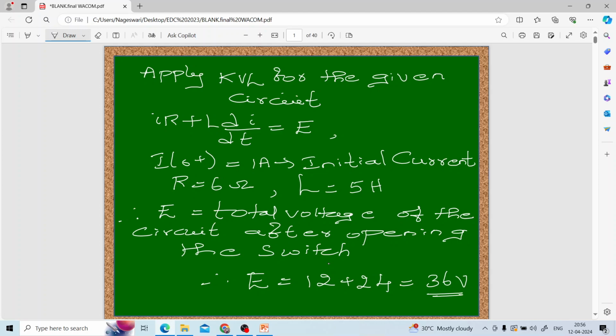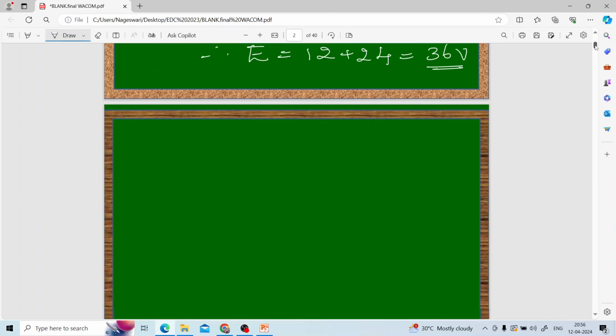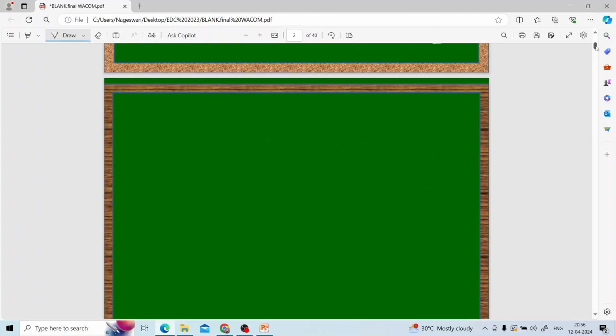Now we have to substitute this R, this L and this E in the KVL equation. So R into I. What is your R? 6.